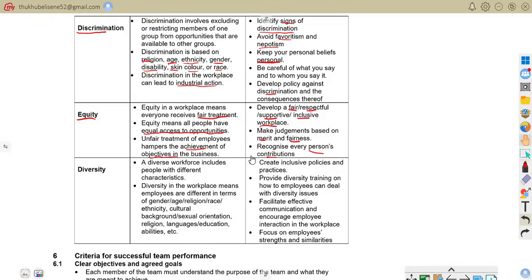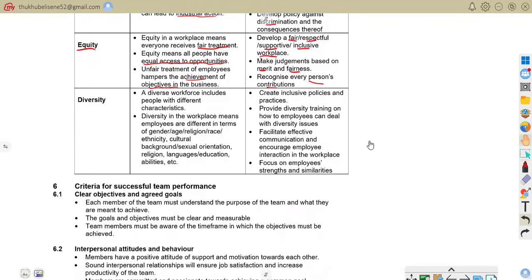Now let us move on to diversity. So diversity, that's when I say a diverse workforce includes people with different characteristics, giving people of different backgrounds, skills, and perspective. Example, we can talk about a team that includes employees of different ages and races and abilities.